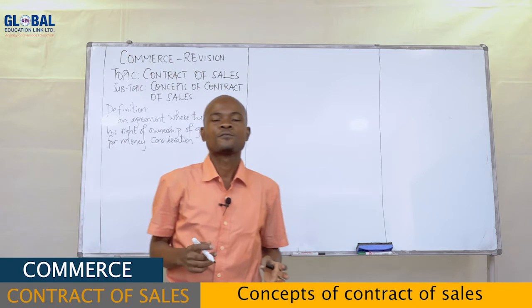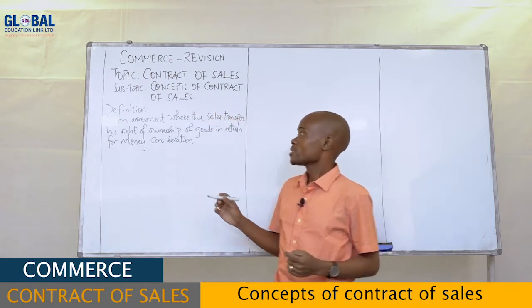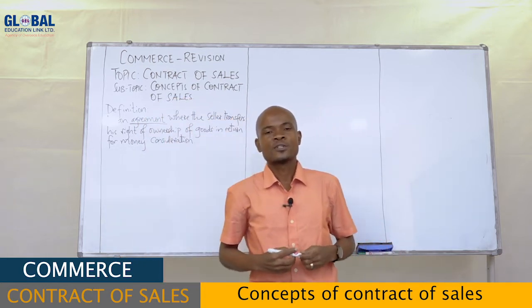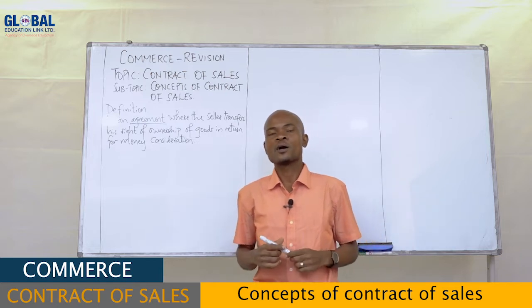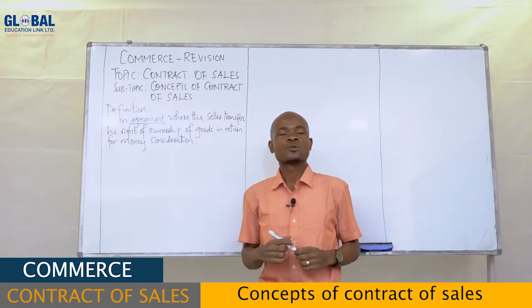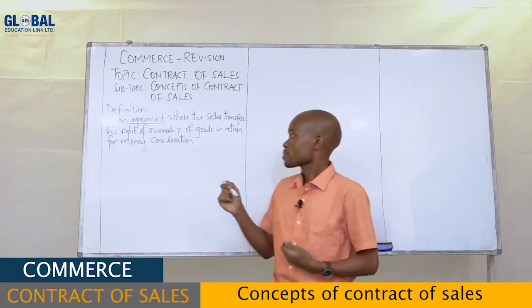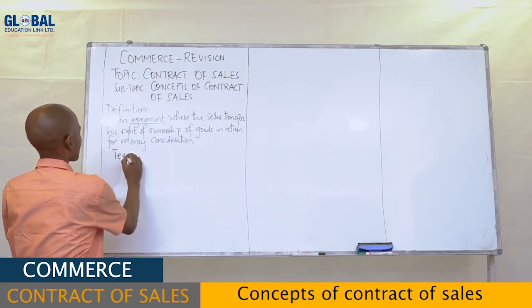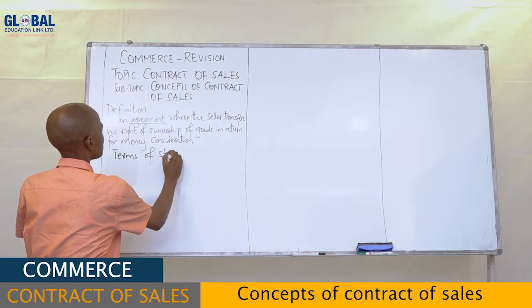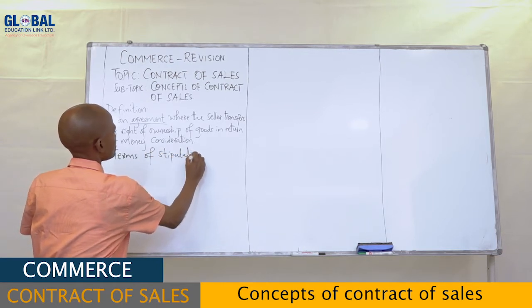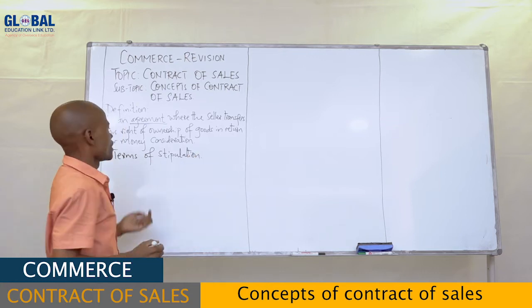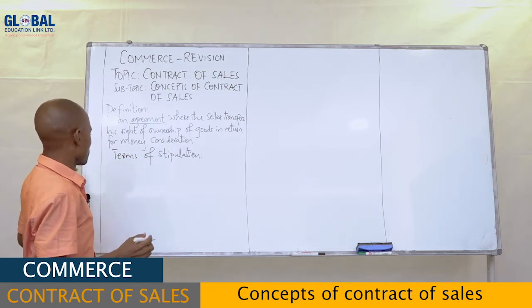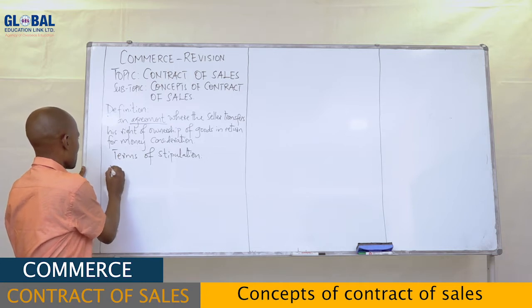But remember, from my explanations, I said it is an agreement. So if it is an agreement, there are certain things which the two sides will agree upon, and those things we call terms of stipulation. Now let us see what those terms of stipulation are. As I've said, these are the things which the two sides will agree upon. The two sides will agree on the following.